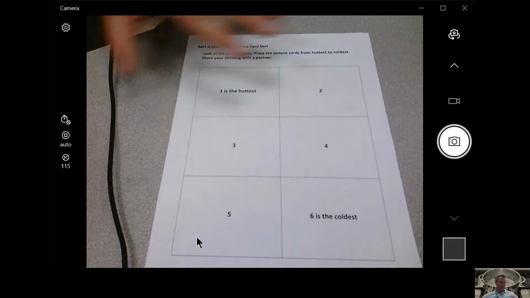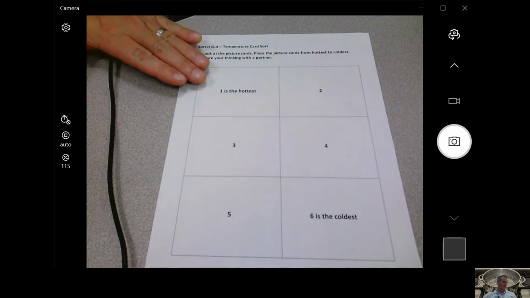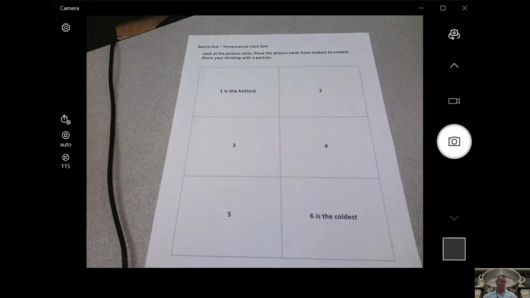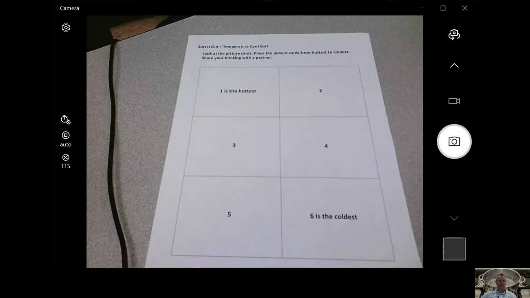So what I have here is a little sorting mat. And what we're going to do is rank these objects and things from hottest. So 1 is the hottest. So I have 1, 2, 3, 4, 5, and 6 is the coldest. So we want to rank them on our mat here appropriately.